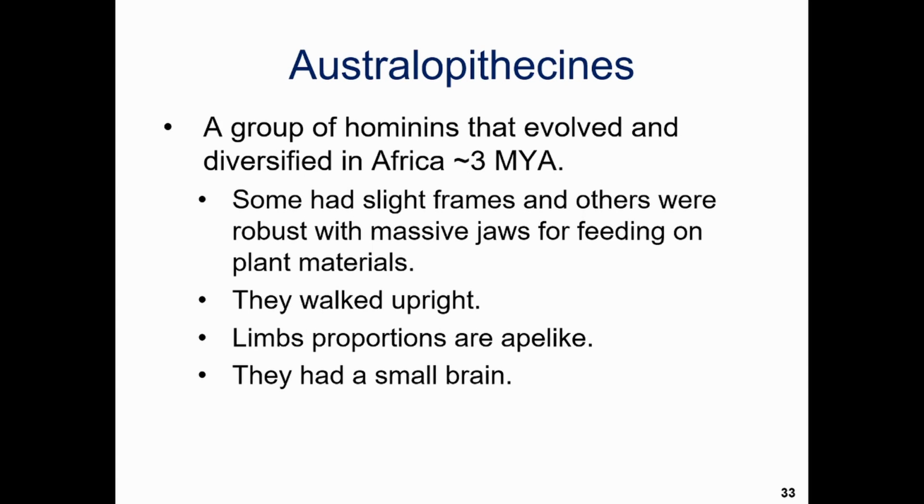Another group that popped up from the hominins about 3 million years ago is the Australopithecines. Australopithecines, or the genus Australopithecus, had slight frames in some cases, and others had more robust frames with bigger jaws for feeding on plants. But they walked upright, and they had these interesting proportions for their limbs. While they did walk upright, they still had ape-like limbs where their arms were long and their legs were shorter. They also still had a relatively small brain.